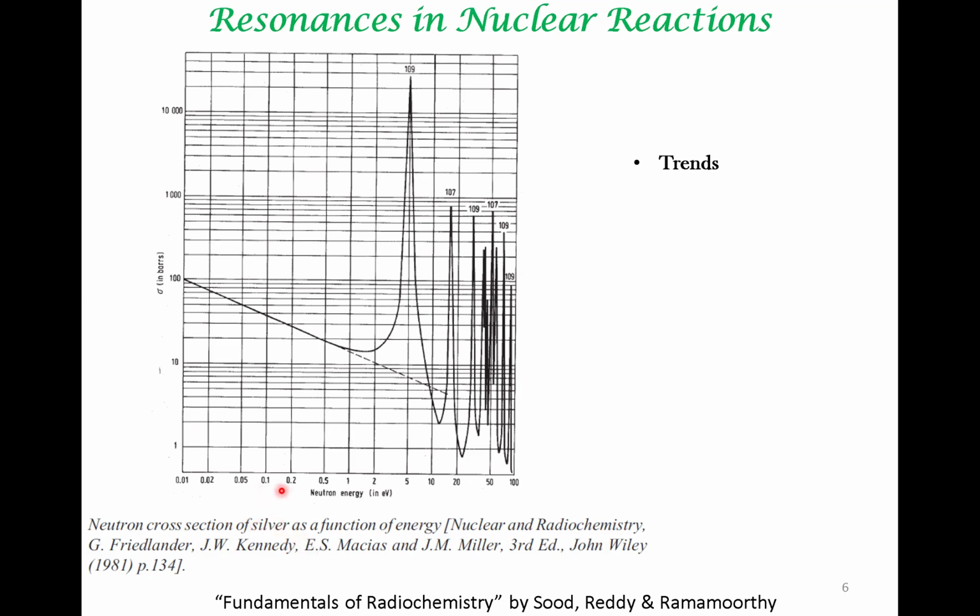As the energy of neutron increases, the reaction cross-section decreases. This is not intuitive at all. Then there is something called line width. Okay.